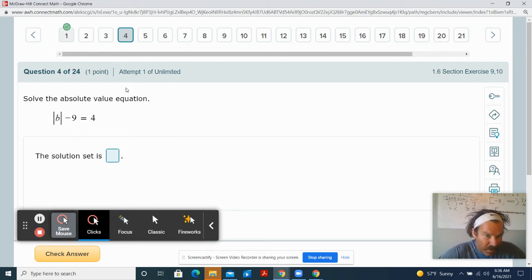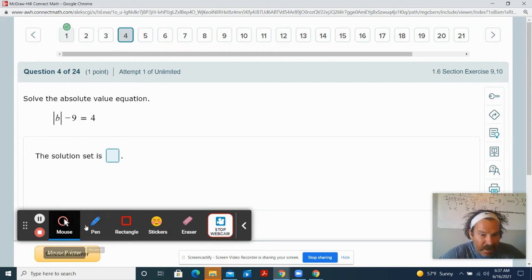Before we solve absolute value equations, we want to isolate the absolute value sign on one side. So we want to get rid of this minus 9, kind of like we're solving for b, except b is in the absolute value sign.